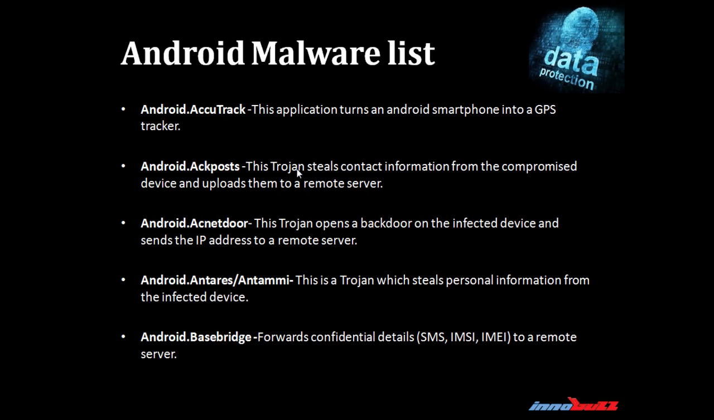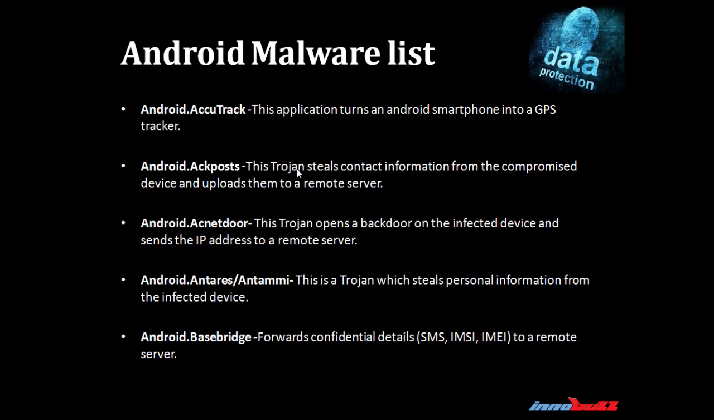Listed below is the Android malware which can harm your Android device and make you a victim. The first one is Android.AccuTrack. This application turns an Android smartphone into a GPS tracker. The second one is Android.AcPose. This Trojan steals contact information from the compromised device and uploads them to a remote server.